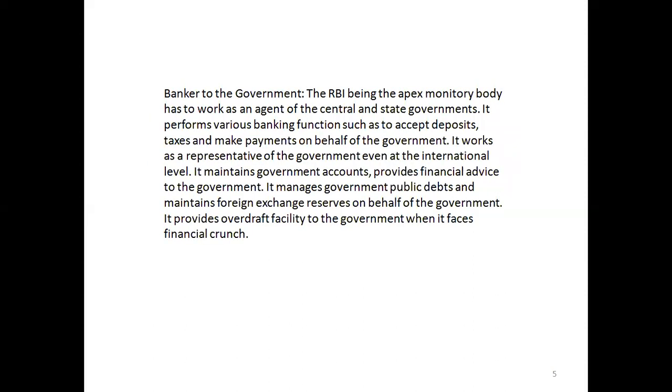Next one, banker to the government. The RBI, being the apex monetary body, has to work as an agent of the central and state governments. It performs various banking functions such as accepting deposits, taxes and making payments on behalf of the government. It works as a representative of the government even at the international level. It maintains government accounts and provides financial advice to the government. It manages government public debt and monitors foreign exchange reserves on behalf of the government. It provides overdraft facilities to the government when it faces financial crunches.